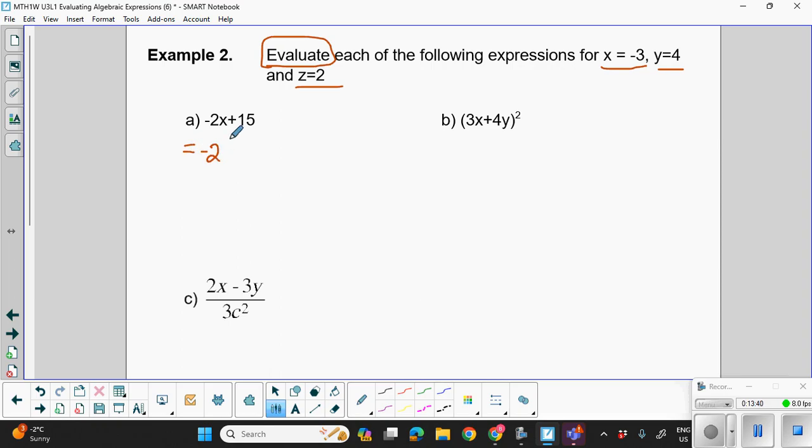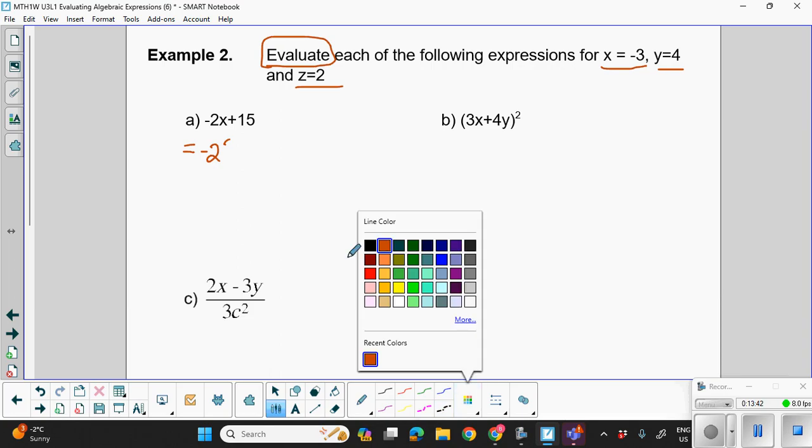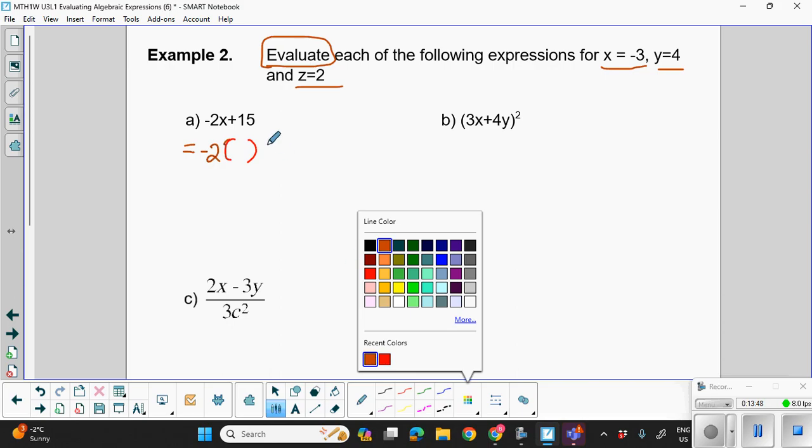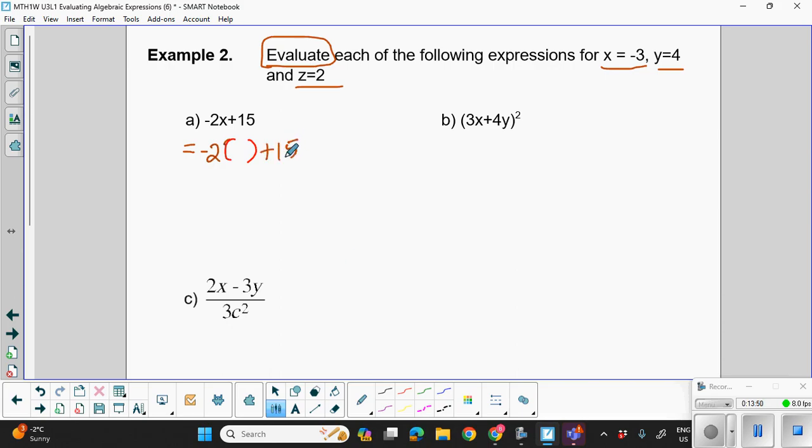So I have an x here, so where the x is, that's where I'm going to put that number. And I'm just going to put a bracket there, plus 15. That bracket, because remember it's -2 times x, here our x is -3. Two negatives make a positive when I'm multiplying, so I have 6 plus 15, which equals 21.